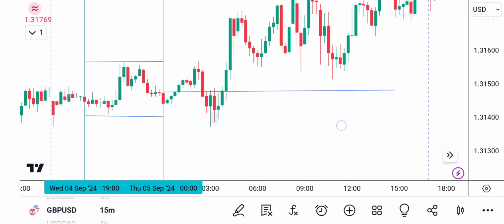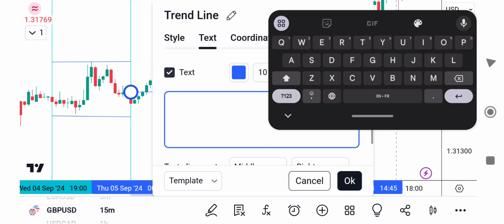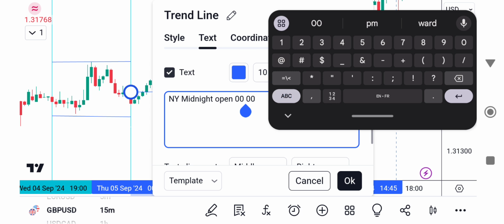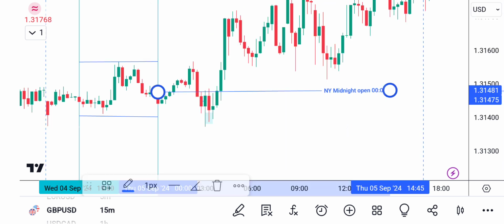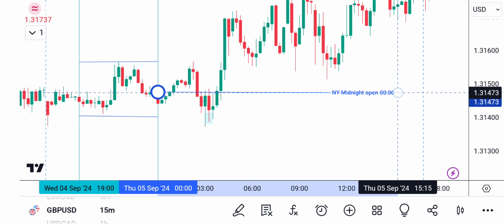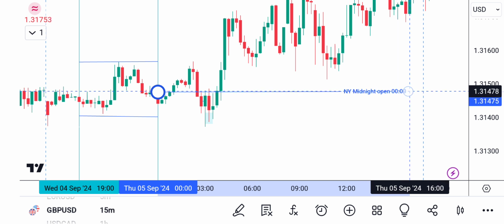And what are you going to do? You are going to label it as the New York midnight open, 00. That is 12 a.m. midnight in New York. That is your ICT power of 3, the opening price. You put it in the middle and then right like this. Always label it, don't forget to label it, because that is your gauge for the day.